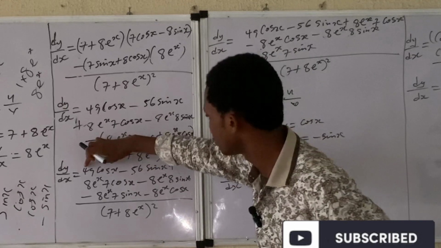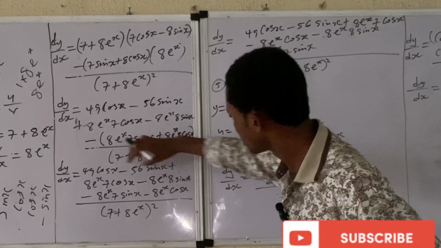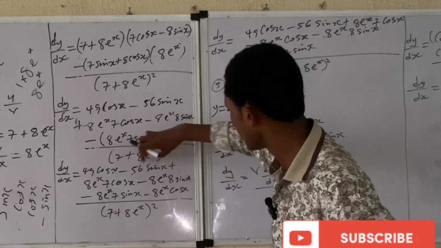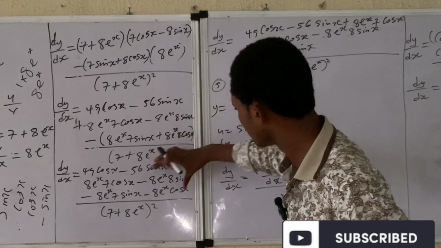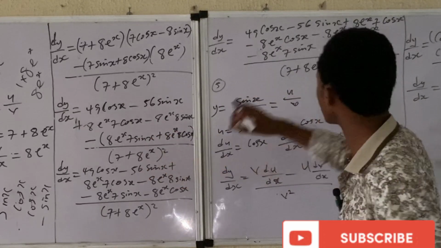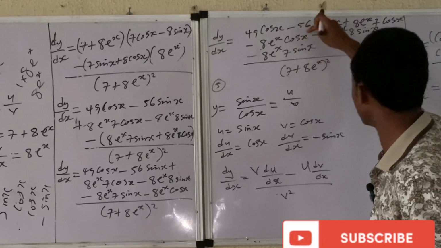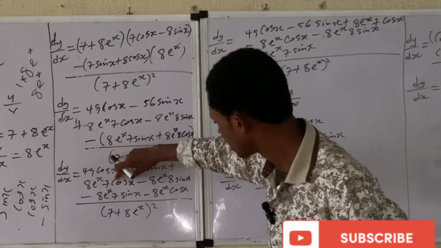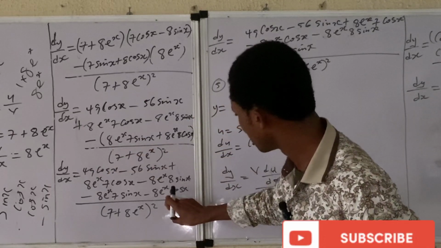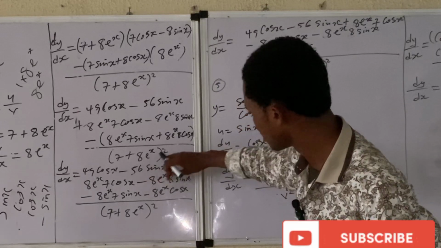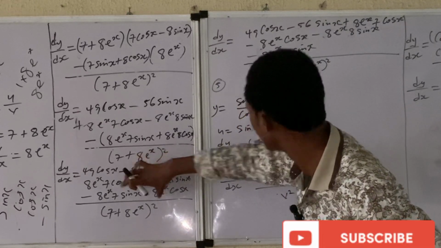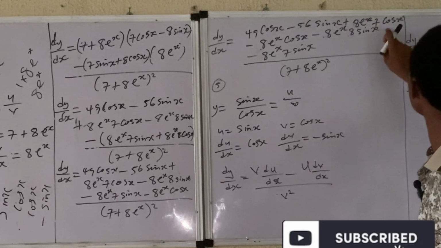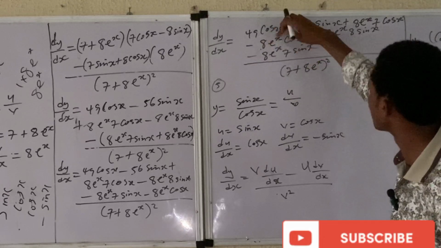So now, starting from 49 cos x, this is the only cos x in this place, so we repeat it, 49 cos x. Now moving to the sin x, minus 56 sin x. This is the only sin x in the numerator, so we repeat it here, 56 sin x. Now, we have 8 exponential x, 7 cos x, and we also have exponential x cos x here, which is minus 8 exponential x cos x. So these are like terms, and we put them in the same place, which is 8 exponential x, 7 cos x, and minus 8 exponential x cos x.